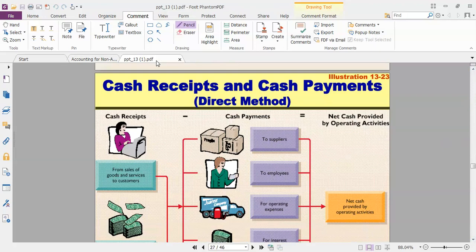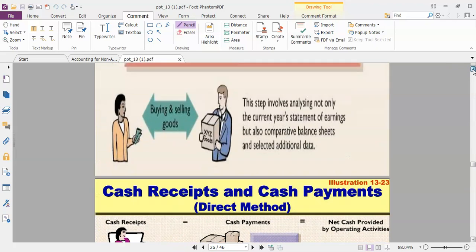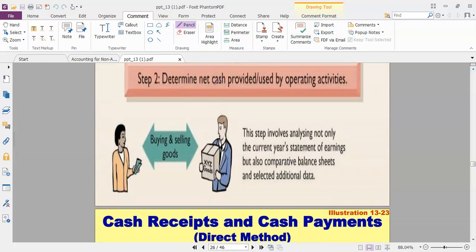Okay, so let's continue with the direct method. There is a difference between the direct method and the indirect method in the operating activities. Determine the net cash provided or used by operating activities. We can determine the buying and selling of goods. The step involves analyzing not only the current year statement of earnings, but also the comparative balance sheet and also selected additional data.